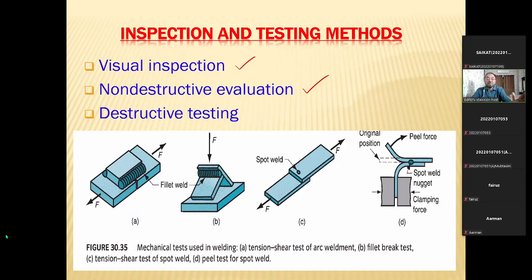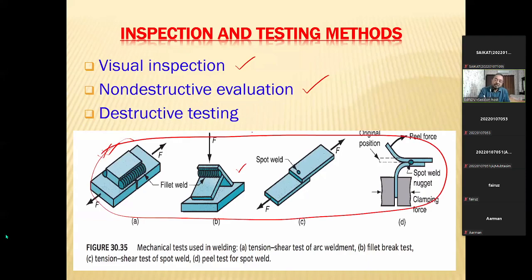Besides this there will be some mechanical testing. Mechanical testing means we shall use forces to check what force it can take. These are destructive testing. It is a bending test. It is a fillet break test. After mating, we shall apply force until breaking. Then the spot weld test, which is a peel test, where we try to peel the joint. So these are all the ways of destructive testing.